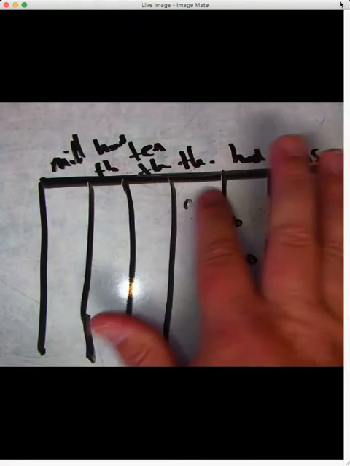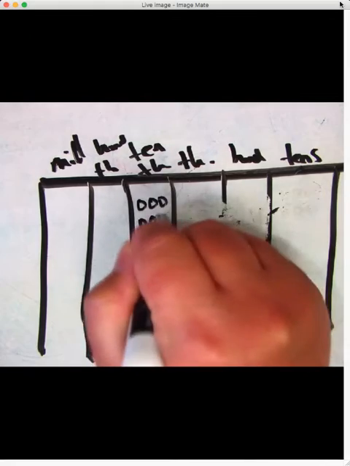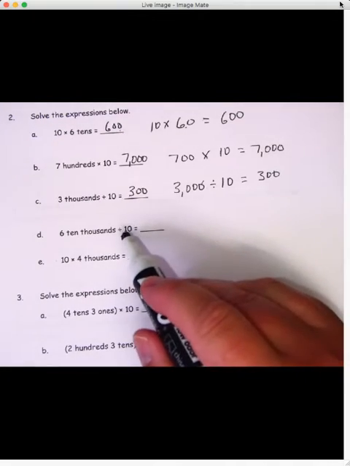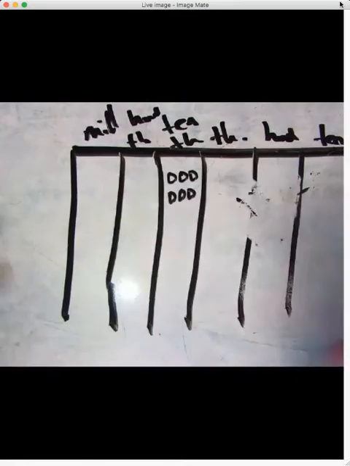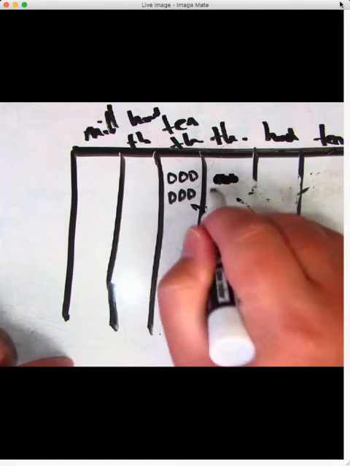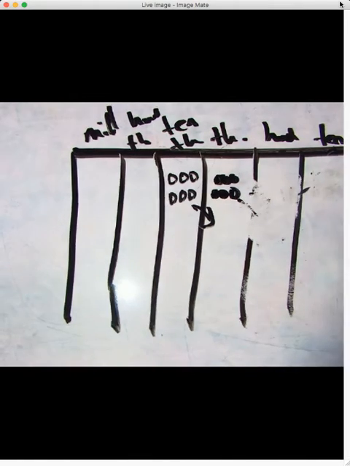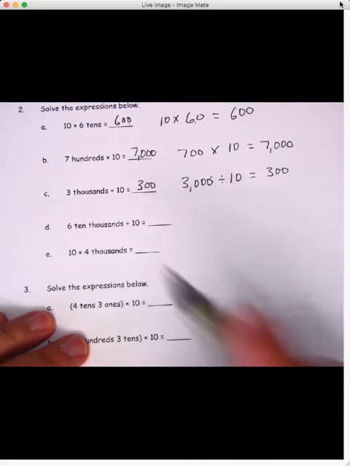All right, this one says 6 10,000s. Let's draw that on our place value chart. 6 10,000s. Here's our 10,000s place. 1, 2, 3, 4, 5, 6. Are we multiplying or dividing? 6 10,000s divided by 10, which means we're going to move it to the right. 1, 2, 3, 4, 5, 6 thousands. And how much is 6 thousands? Well, it's 6,000, isn't it?